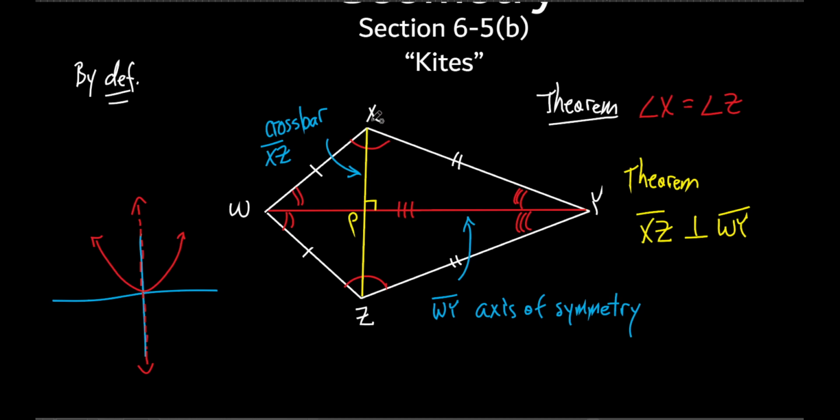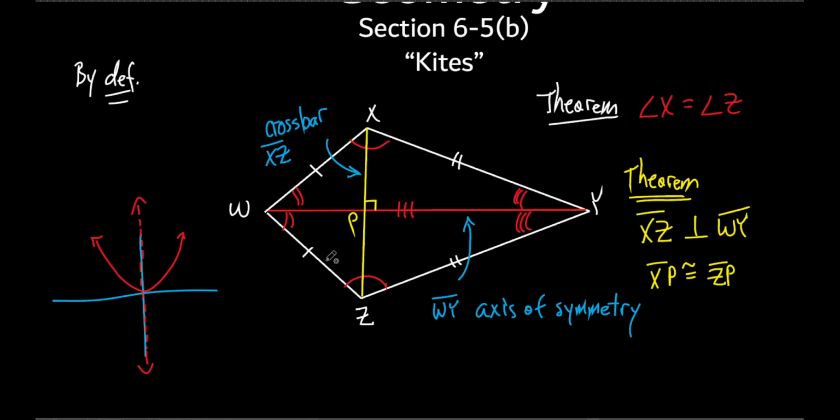So tell me something about XP and ZP. They're equal to each other, or you could say they're congruent to each other. I'll put ZP. All right? So this theorem basically has two parts to it. These diagonals of a kite, this little crossbar right there, two things happen to it. First of all, it's perpendicular to the axis of symmetry. Secondly, that crossbar is being bisected by the axis of symmetry.